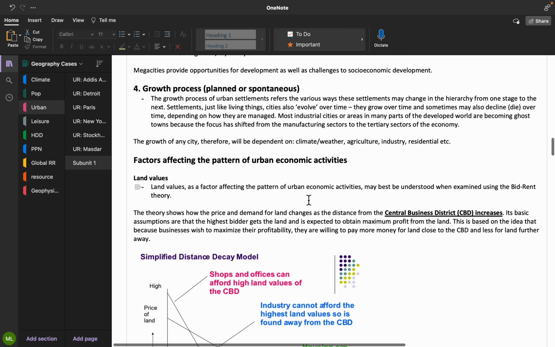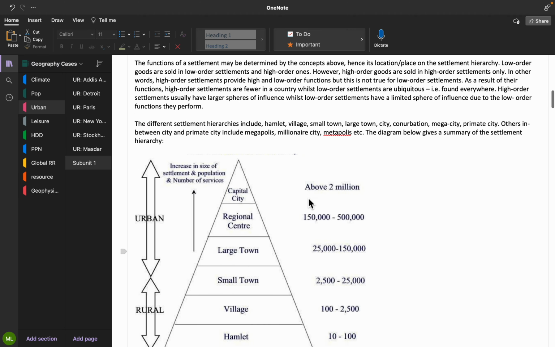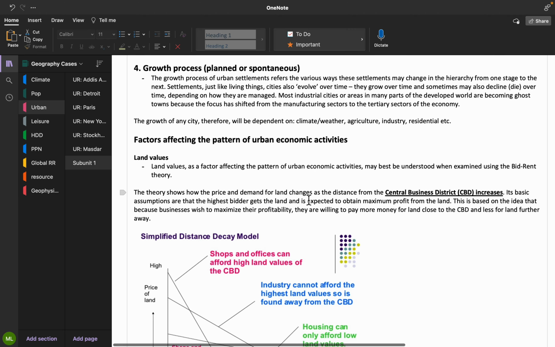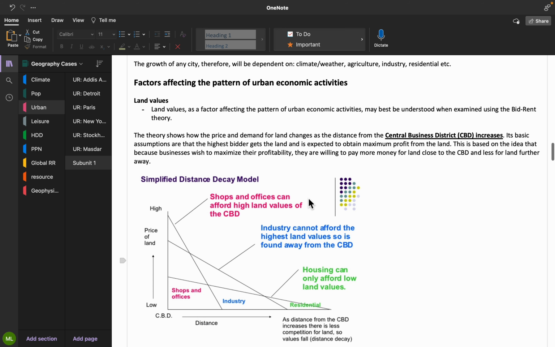Okay, number 4, a characteristic of an urban settlement is the growth process, whether it's planned or spontaneous. The growth process of urban settlements refers to the various ways these settlements may change in the hierarchy from one stage to the next. Essentially it talks about how they evolve over time, either planned or spontaneous. Most of the time in LICs it's quite spontaneous because of the influx of migrants and their fertility rates.